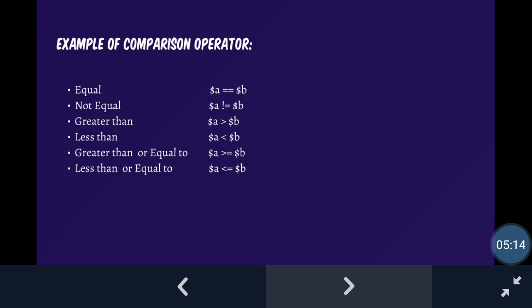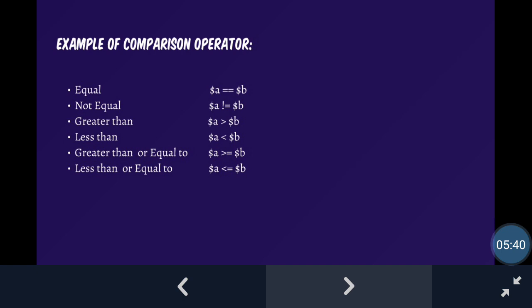Next, greater than. $A greater than $B. It returns true if the left operand is greater than the right operand. Next is less than. $A less than $B. It returns true if the left operand is less than the right operand. Next, greater than or equal to. What happens here is, it returns true if the left operand is greater than or equal to the right operand.